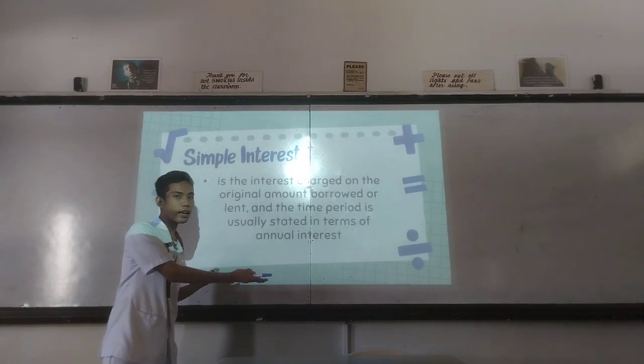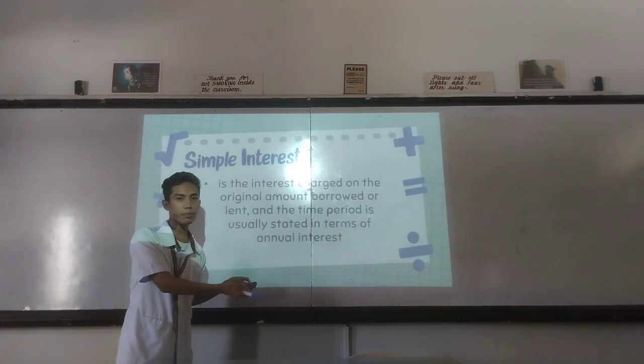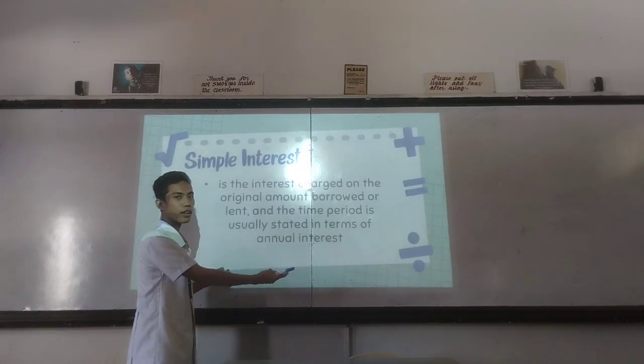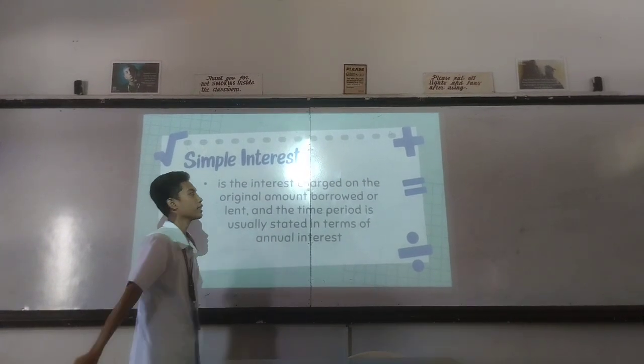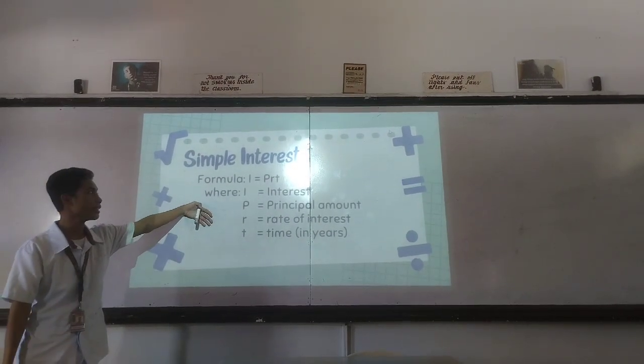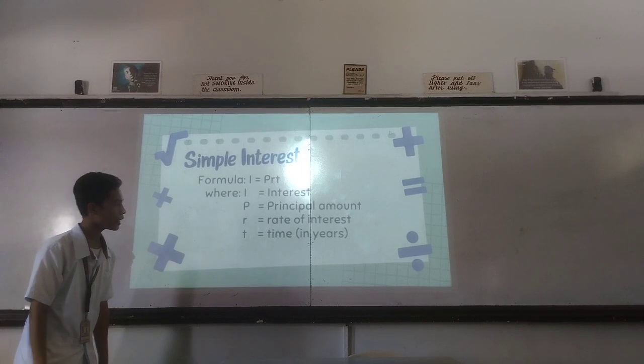So when you pay back that 5,000, it really is 7% in a year. If it goes on, then it adds another amount for another year. So next, this is the formula in taking the simple interest.